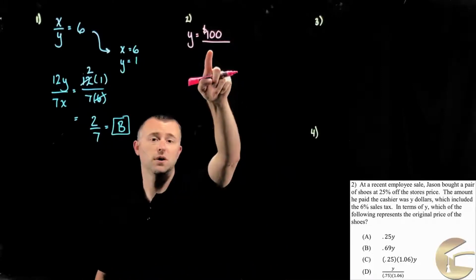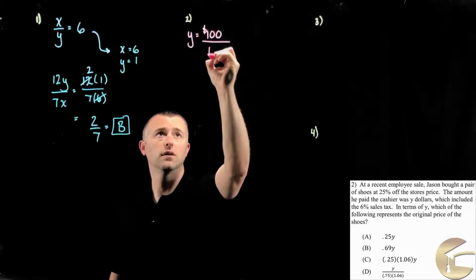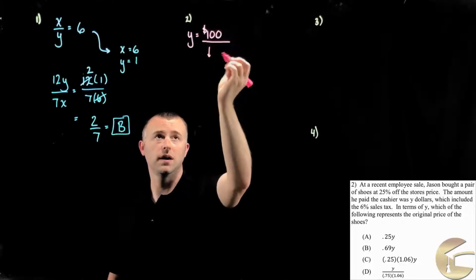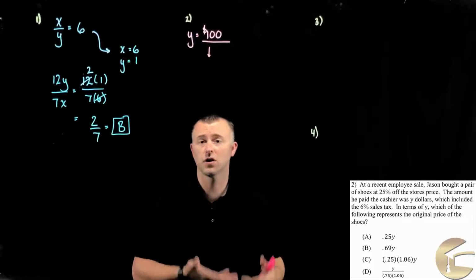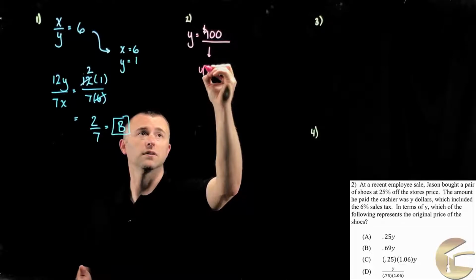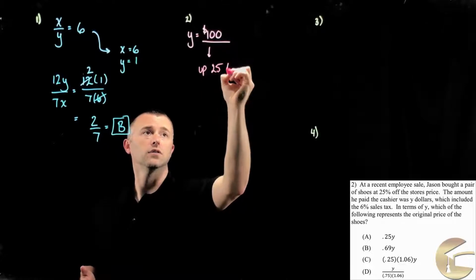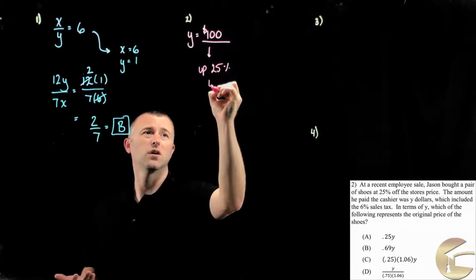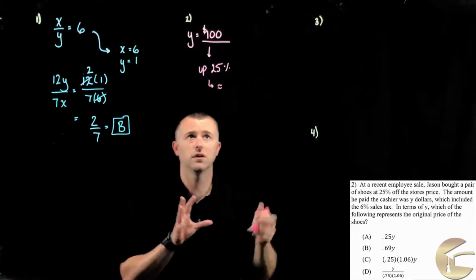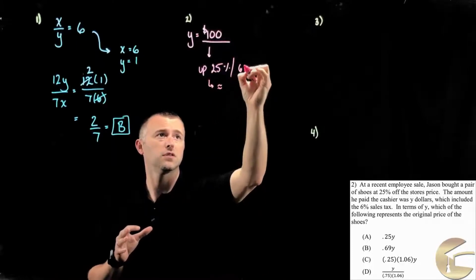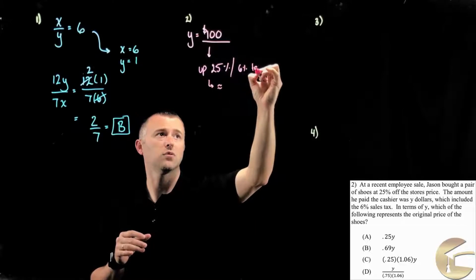So we paid this much. What we know from here is that this price that we paid, if I want to get the original price, I have to go up 25%. So that means we're going to be somewhere around, because what I'm not including, and that goes in here, is the 6% tax that we're paying.